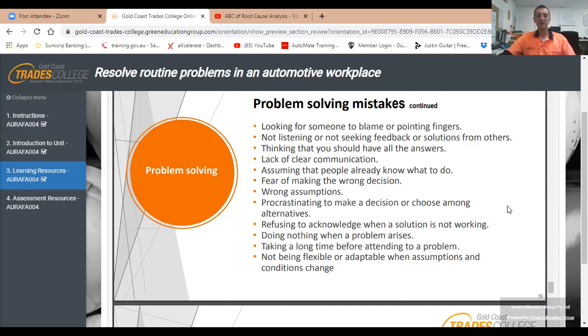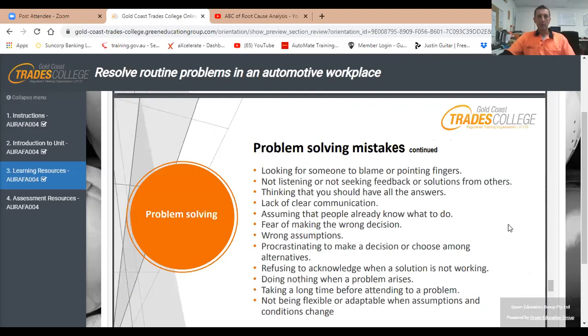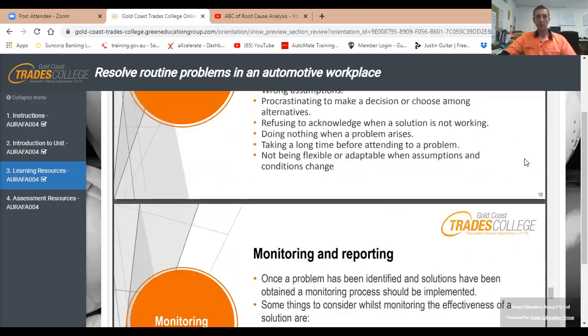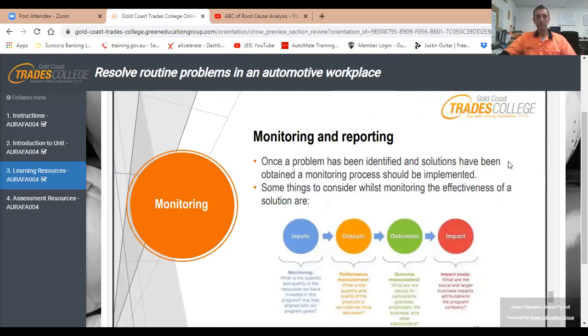Taking a long time before attending to a problem, or not being flexible or adaptable when assumptions and conditions change. So problem solving requires some technique, and we can make mistakes in those techniques as well. So it's a good idea to have a plan and a system to follow when solving problems that can ensure, or at least minimize, some of these mistakes that might be made. And being aware of some of your own attitudes around problem solving can help significantly in coming up with the right solutions for problems.